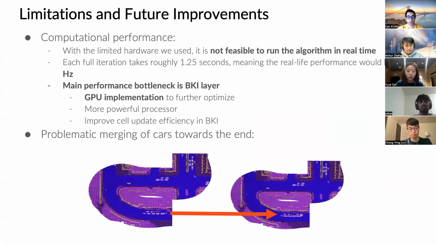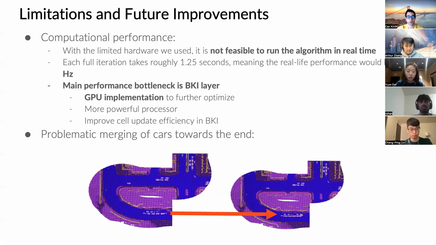Finally, we want to point out a few limitations we came across. The performance was bottlenecked by our hardware and the BKI layer, and we saw that processing each frame took around 1.25 seconds. This would translate into 0.8 frames per second, which is not enough for real time. However, our performance can be improved drastically with better hardware, especially by utilizing a GPU.